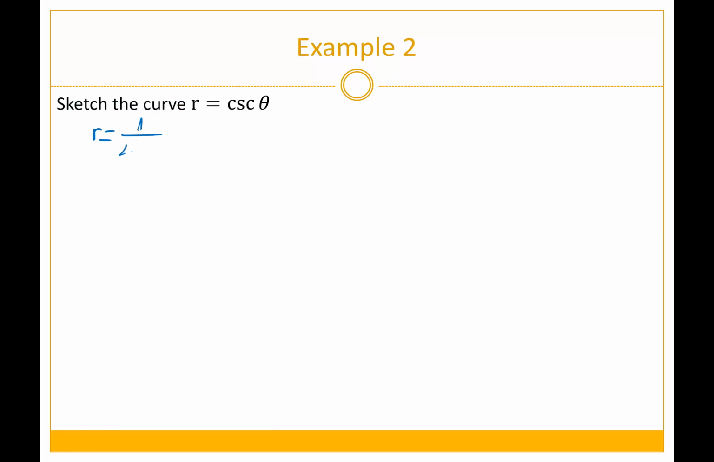Cosecant is 1 over sine theta. In this case, you have r sine theta equals 1, and that is y equals 1.